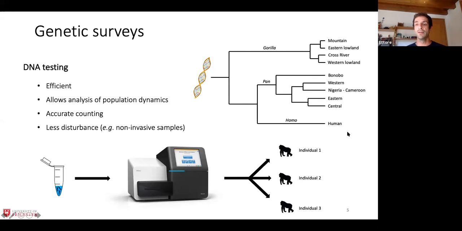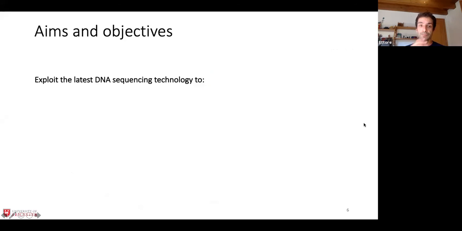On the right here, I'm showing the phylogeny of African great apes, including humans. It is important to keep in mind that African great apes are our closest relatives, sharing more than 98% of the genome with us. Here, below in the slide, is a simplified visual representation of DNA testing for individual profiling. You get a DNA, you sequence it, and you get the profiles of your individuals.